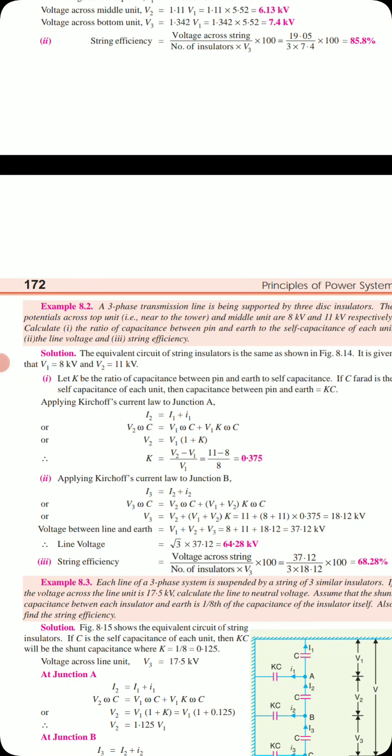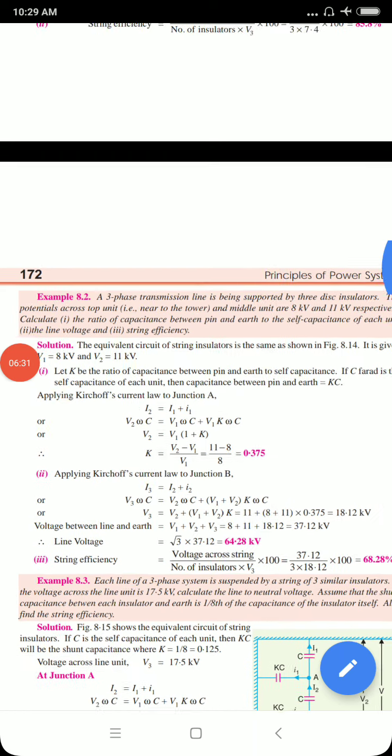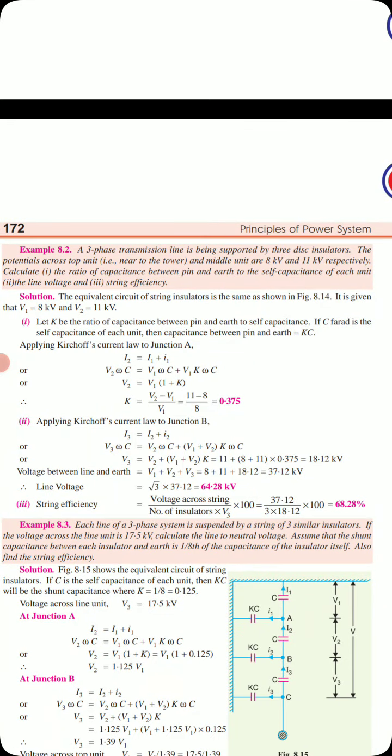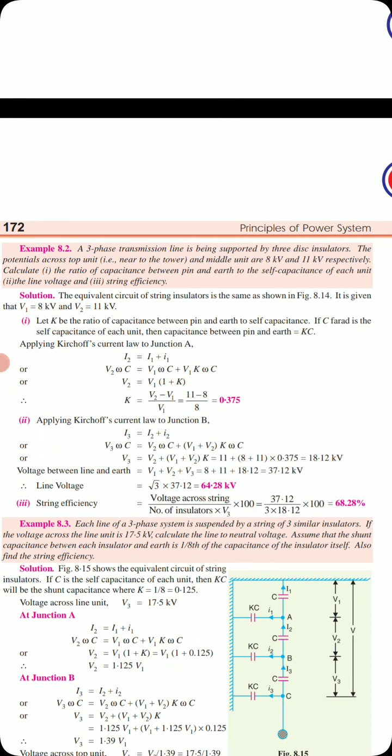See, in this problem, a three-phase transmission line is being supported by 3 disc insulators. The potential across the top unit, that is near to the tower, and the middle unit are 8 kV and 11 kV respectively. They are directly given the values of V1 and V2. So calculate the ratio of capacitance between the pin and earth to the self capacitance of each unit. And second, the line voltage and the string efficiency you need to calculate.